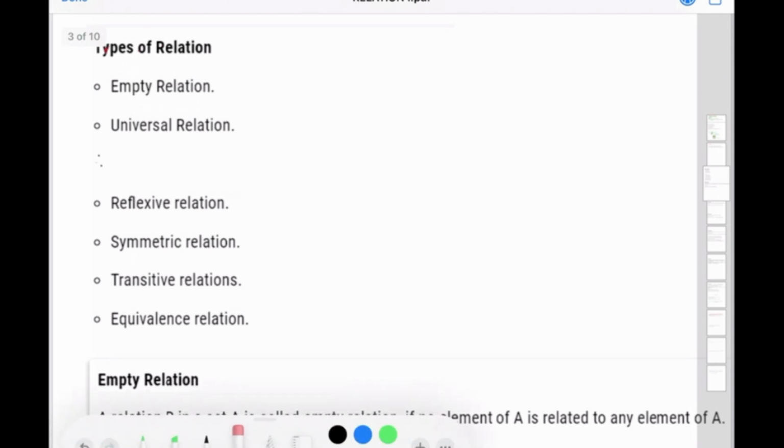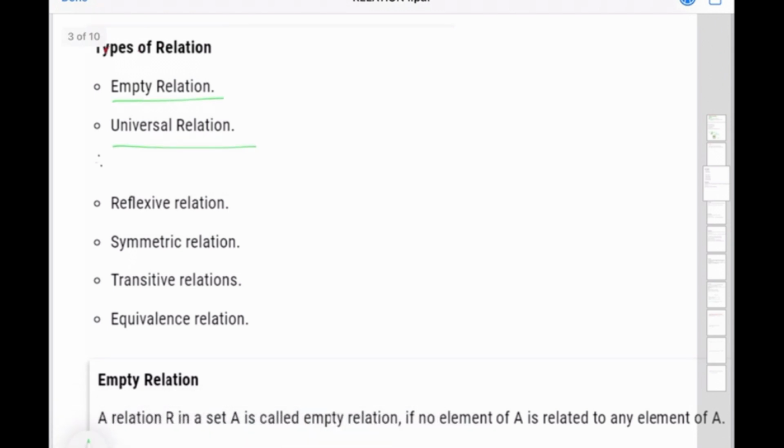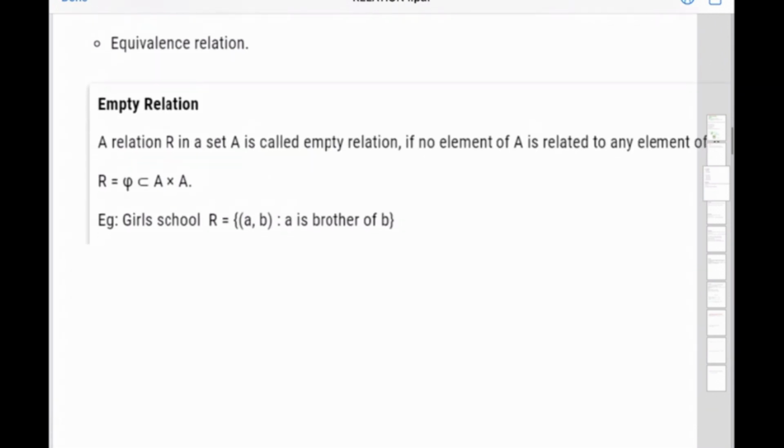The universal relation I have discussed with you already, and then the empty relation. An empty relation means a relation is said to be empty if no element of A is related with any element of A. An example I am taking: suppose you are in a school in which only girls are there. I am taking a relation R with (a, b), where a is the brother of b. There will be no brother because it's a girls' school. So this relation will be an empty relation.